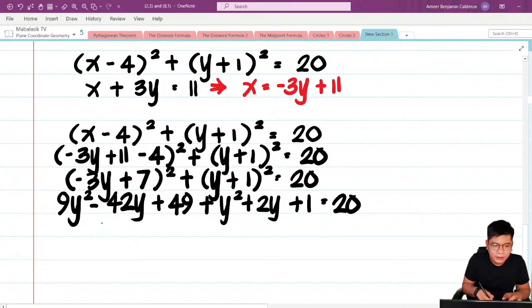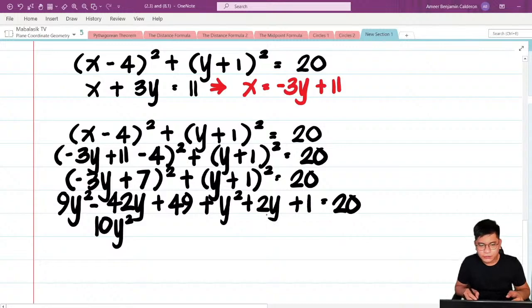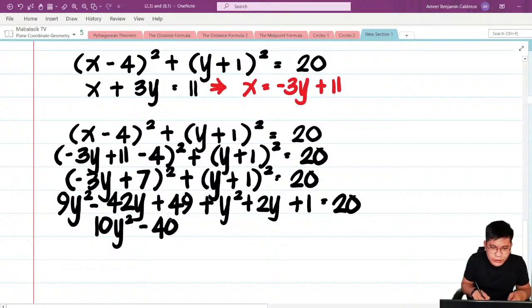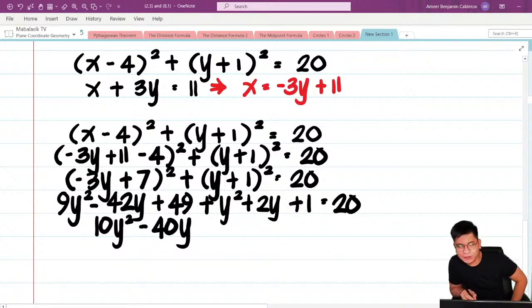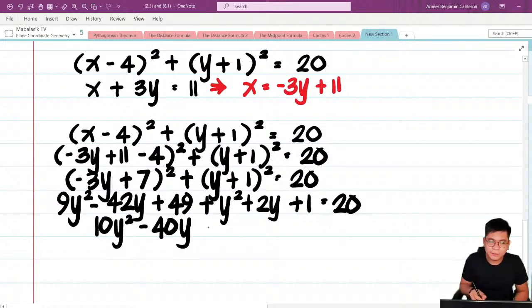So we have here 10y squared, minus 42y, tsaka plus 2y. So that's minus 42 plus 2, that's minus 40y. This is 49 plus 1. This is 50. And then positive 20, which we will transpose and will give us a negative 20. So that's a 50 minus 20. That's a positive 30.